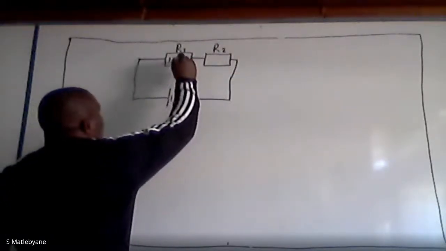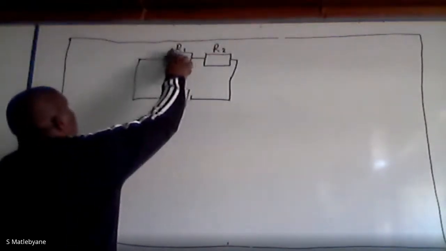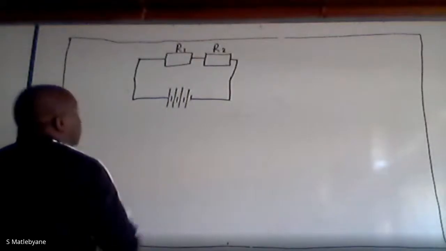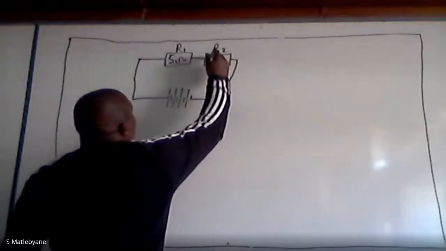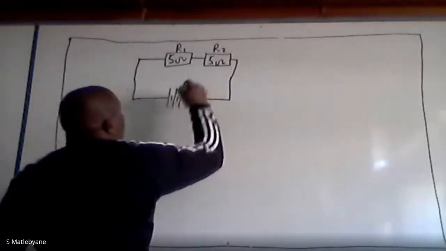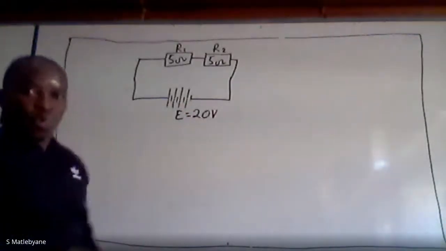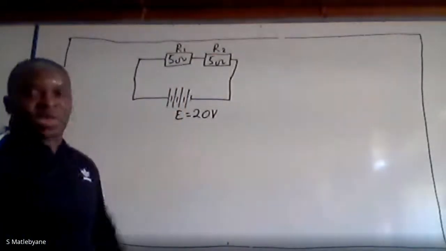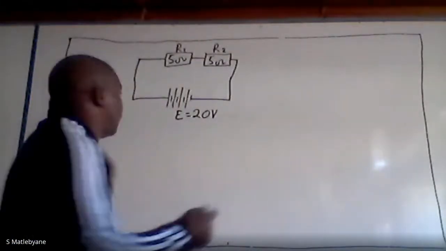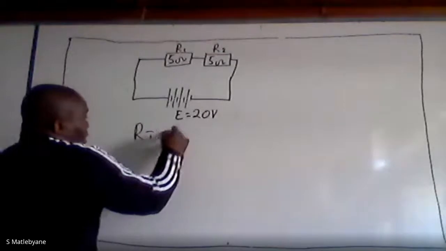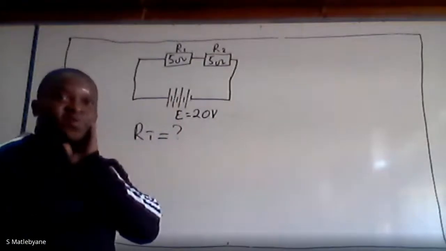Let's use the same values again, or maybe let's use 5. So in your examination, you will be given a circuit like this. And the first answer will always be: calculate the total resistance. So quickly calculate what is the total resistance of the circuit.